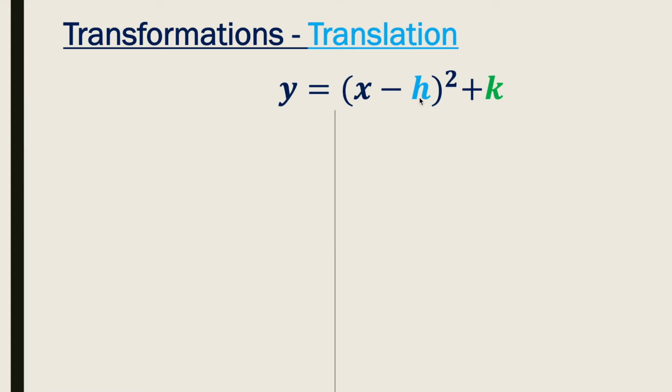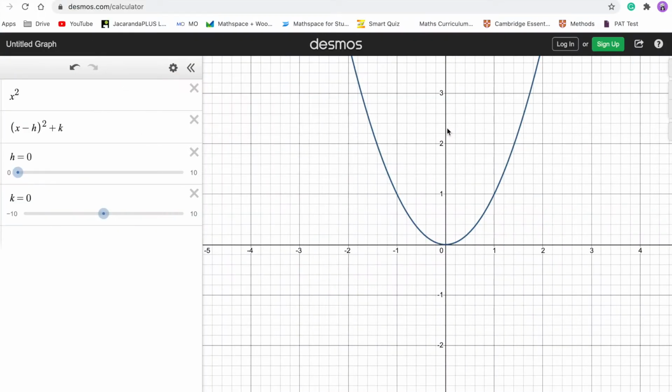But we already know what happens with h. We know that if h is positive and I have a minus here, it's going to move our parabola to the right. And we know that our k is going to translate our parabola up or downwards, depending if it's positive or negative. Okay, so I want to go into our demonstration here.